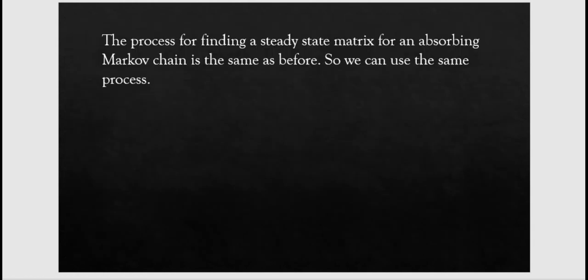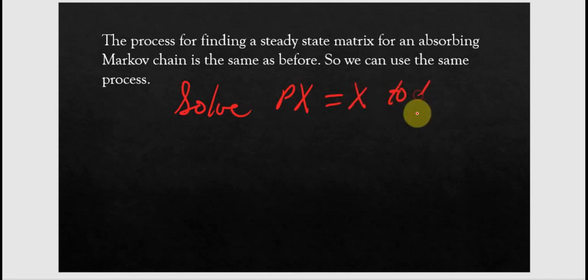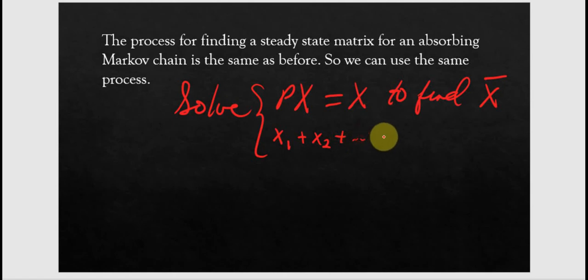Cool. The process for finding a steady state matrix for an absorbing Markov chain is the same as before. What do we mean by same as before? Here we still solve P times X is equal to X to find the steady state, and you remember also we have to solve X sub 1 plus X sub 2 plus and so on plus X sub n is equal to 1.